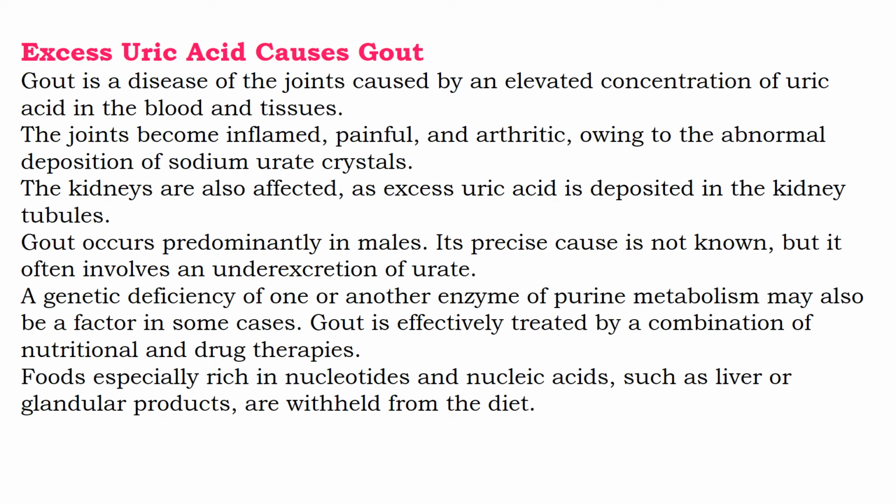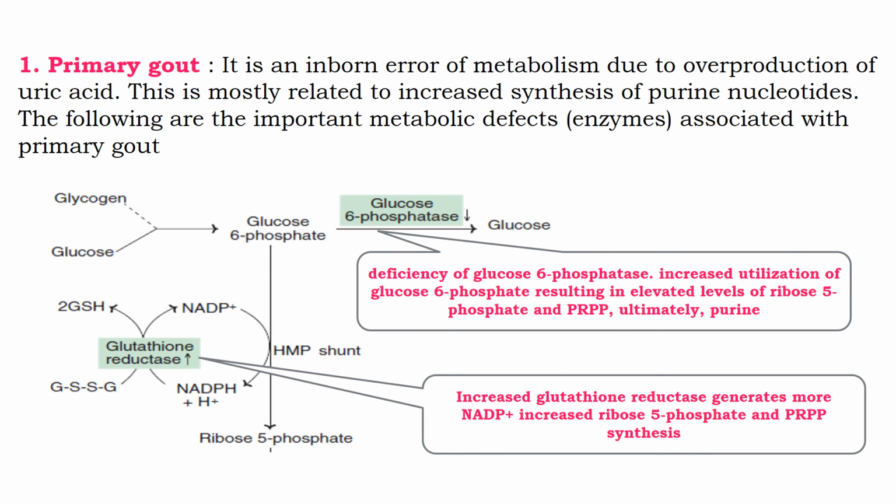So the drug therapy we are giving is allopurinol. Allopurinol is a drug which is given to treat this gout disease. The foods especially rich in nucleotides and nucleic acids, such as the liver or glandular products, are withheld from the diet. So if you are a non-vegetarian, then you can experience it well. Some of them will specifically go for the liver, because these liver products have high amounts of nucleic acids and nucleotides. So if we increase the nucleic acids and nucleotides, then we can get the primary gout.